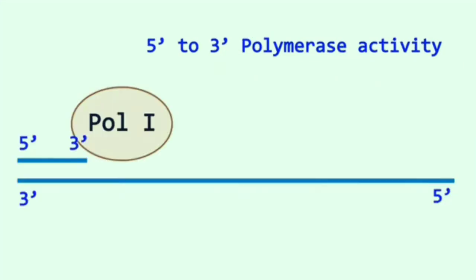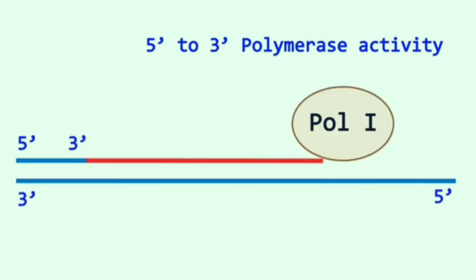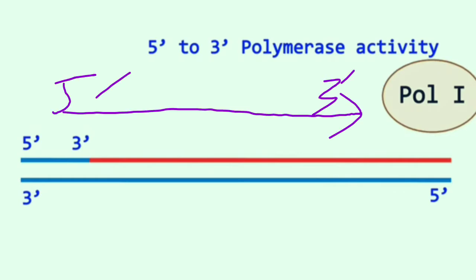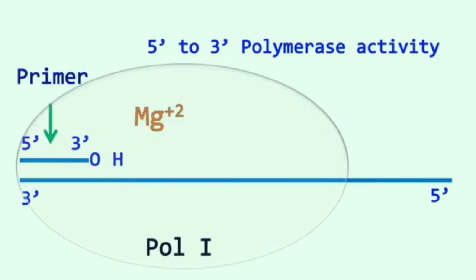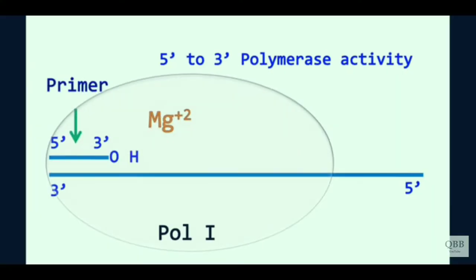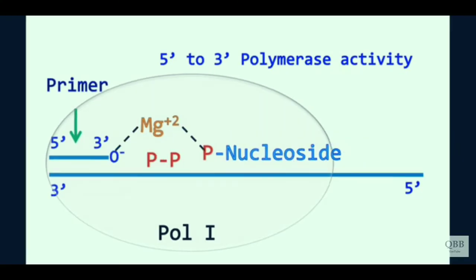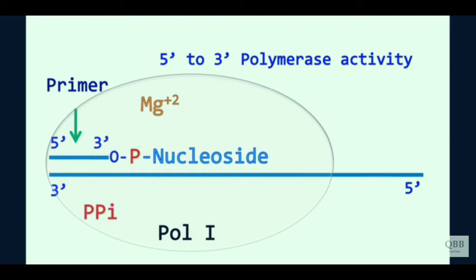In the 5' to 3' DNA polymerization activity, the polymerase adds complementary dNTPs on the template DNA. For this process, the polymerase requires a primer that can be extended in the 5' to 3' direction. This process occurs in the presence of magnesium ions. The hydroxyl group at the 3' end loses its hydrogen and forms an oxyanion, and in the presence of magnesium ion, the oxyanion reacts with the alpha phosphoryl group of the dNTPs, which completes the reaction.